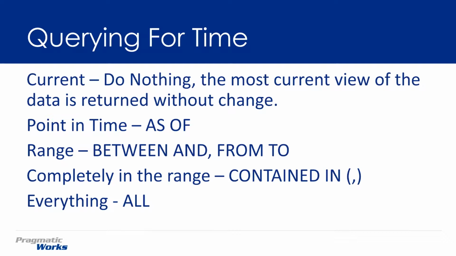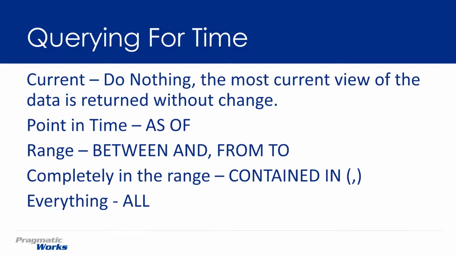Using point in time, you use the AS OF keywords. For a range, you can use BETWEEN AND or FROM TO. At one point in time, there was a difference between the two. I believe that has been removed. I've not been able to identify what changed, but realistically, BETWEEN AND is pretty straightforward. We use that for other types of range definitions. But if you prefer FROM TO, there might be a nuanced difference, but from what I can tell, there isn't one, and most of the documentation doesn't reflect the change.